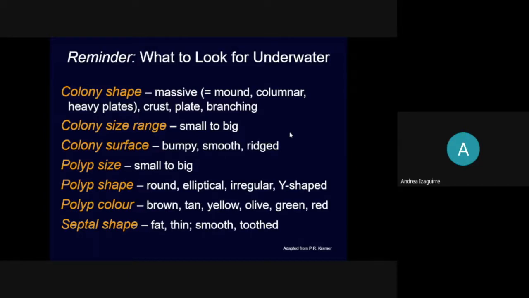And then the last one is the septal shape. So just as a little reminder, septa is what we call the little wall where the mouth of the polyp is. So that is the septa, and we'll actually be looking at two corals today that have a very distinct septa, and that's what we are going to use to identify.